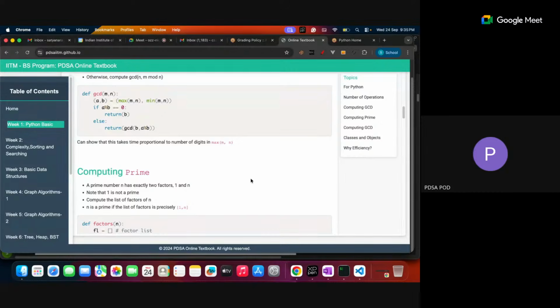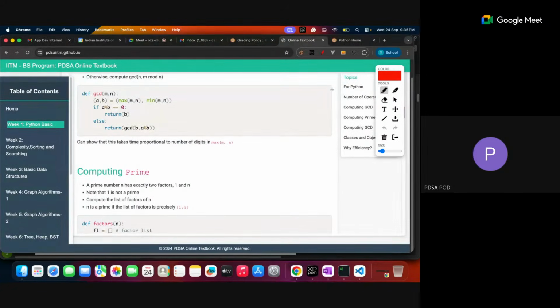Yeah, this is pretty simple. Prime number, everybody knows what a prime number is? It can be divisible by 1 and itself. Between 1 and that number, no other factors, no other division possibility is there.